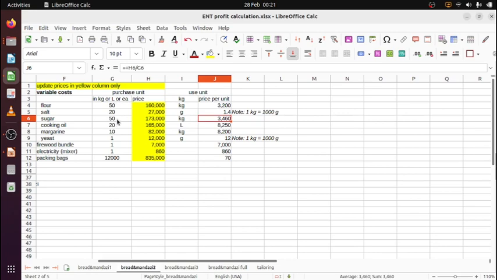173,000 over 50. And remember, you put a formula here, because when you change the price of the flour, for instance, you have to update it regularly. Prices are changing, it becomes 180. Then you see your price per unit per kg is changing accordingly. So that is the second step.